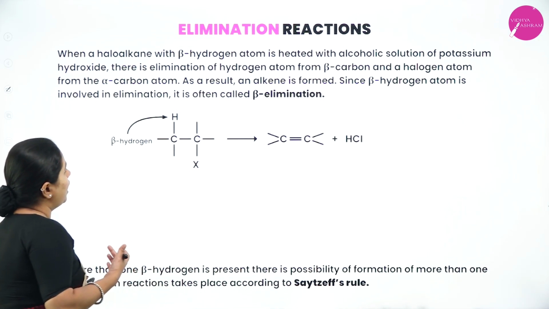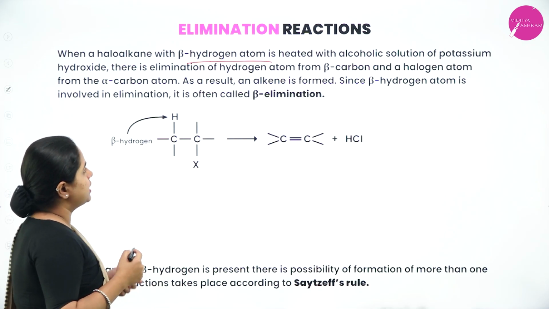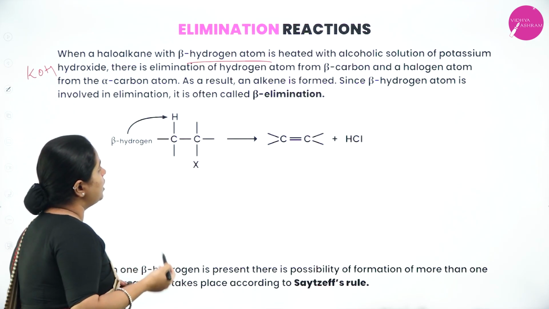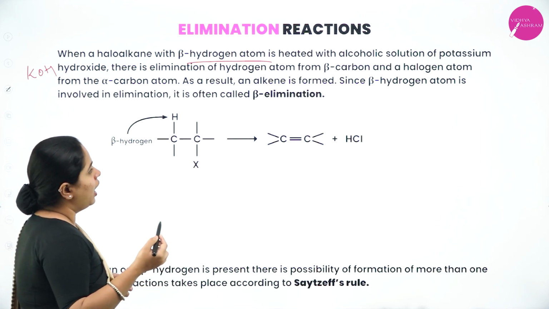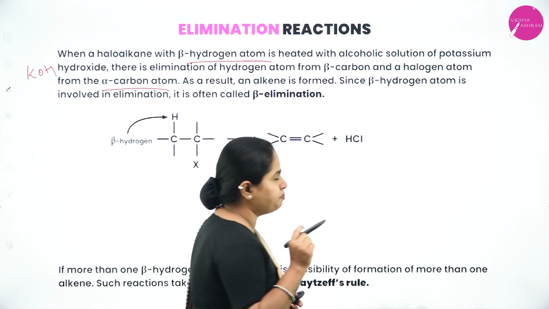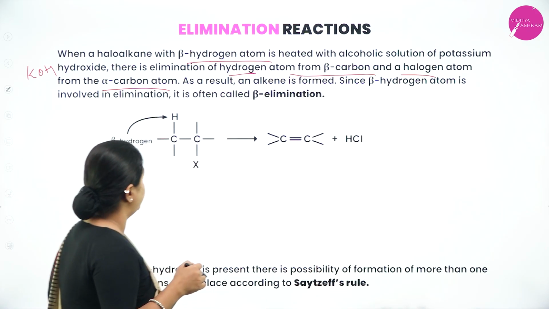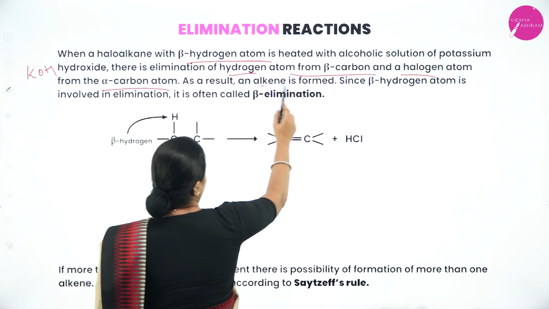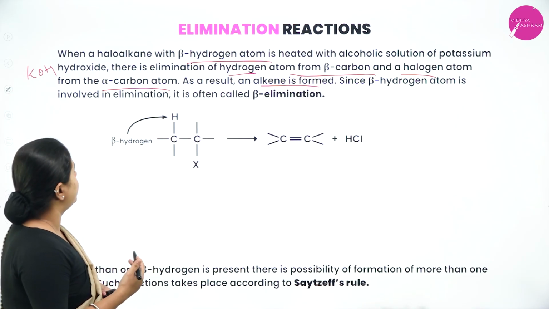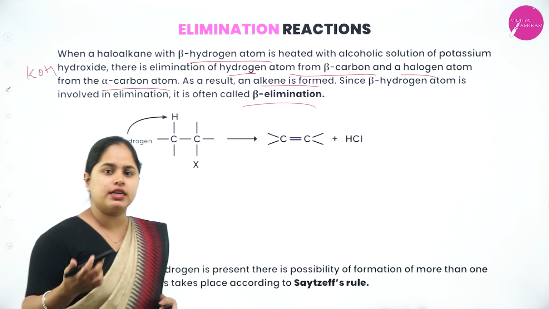Okay. So let's see. When a haloalkane with a beta hydrogen atom, now what is a beta hydrogen atom? I'll explain. When it is heated with alcoholic solution of potassium hydroxide, that is KOH, there is elimination of a hydrogen atom from the beta carbon and a halogen atom from the alpha carbon. So what you have to remember, there will be elimination of hydrogen from the beta carbon and halogen from the alpha carbon. As a result, an alkene is formed. So what do you get in an elimination reaction? Alkenes will be the product formed. Since beta hydrogen is involved in the elimination, it is also called beta elimination. So specifically, you can call it beta elimination.